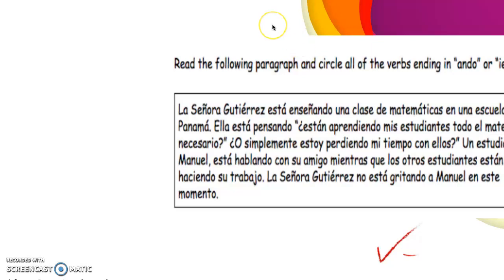Let's look at a bad example here. So imagine that this is the structured input activity that I've created, and I say, read the following paragraph, and I want you to circle all of the verbs ending in ando or yendo.